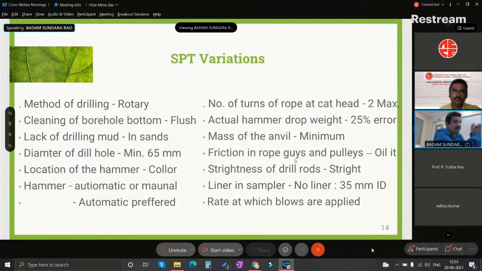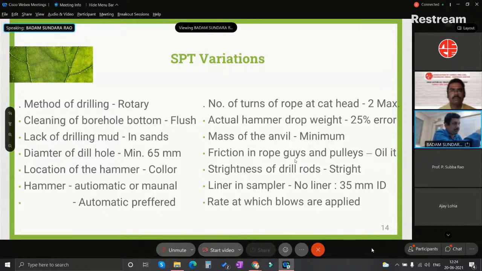Regarding the diameter of the drill hole, we have different diameters, ranging from 65 mm to 150 mm from the soil investigation point of view. 150 mm is generally possible with wash boring using a tripod type of drilling mechanism, or with any rotary drilling equipment. The minimum should be 65 mm. If it is less than 65 mm, the borehole does not give a proper result, not only for this test but also for split spoon sampling.